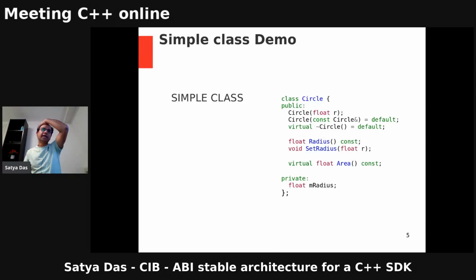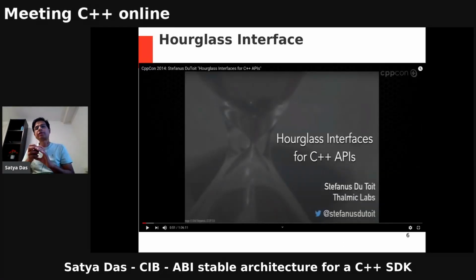So the ask here is that we want to export this simple class from the library in a way that ensures ABI stability. Before we go into the nitty-gritty, I would like to mention a talk that was given by Stephanus at CppCon in 2014. His idea was that from a C++ library, we can export C-like objects like C functions, opaque pointers, function pointers, those kinds of things. And on the client side, we can rebuild C++ APIs using the C API exported from the library.